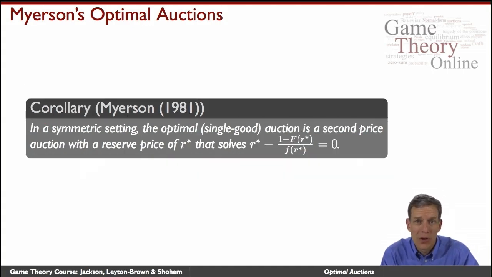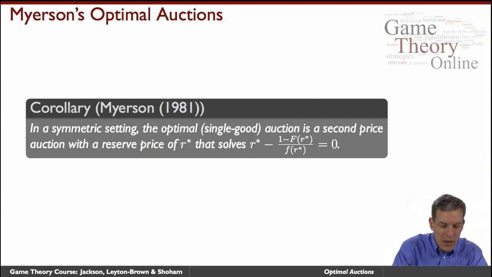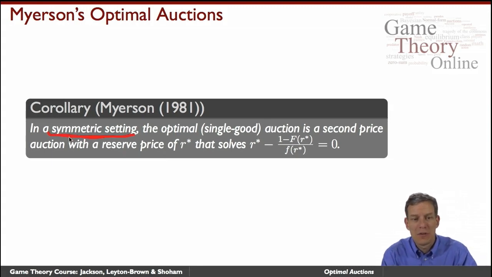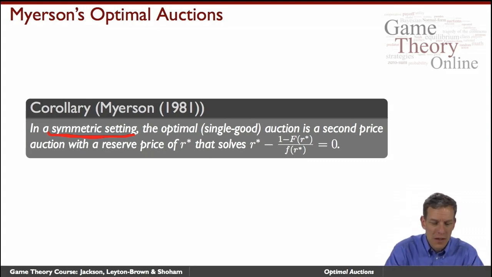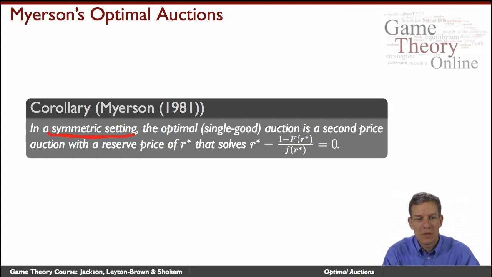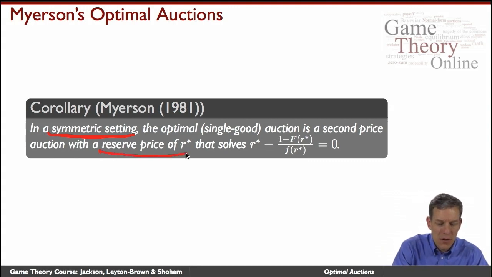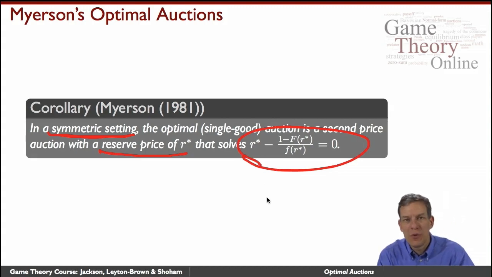Okay, a corollary of this, where you can begin to simplify all of this, if we're looking at a symmetric setting where everybody has exactly the same distributions, like we did earlier in the two bidder case and the second price auction case, what do we end up with? Indeed, it turns out that the optimal auction is a second price auction with a reserve price of R star, where that reserve price satisfies this equation. And in the case of a uniform distribution, the reserve price is going to be a half.